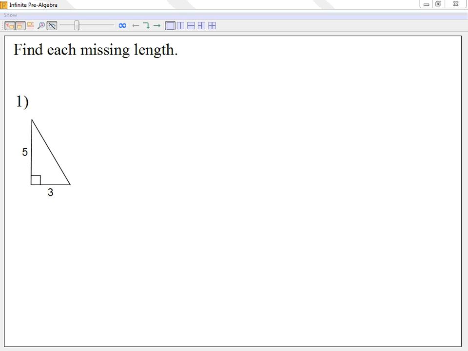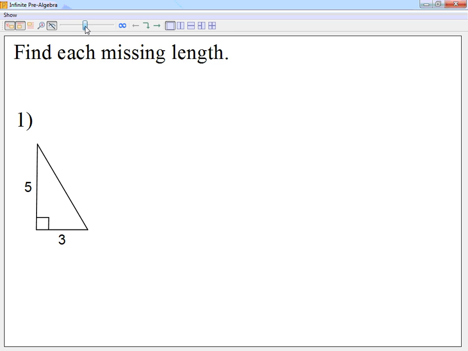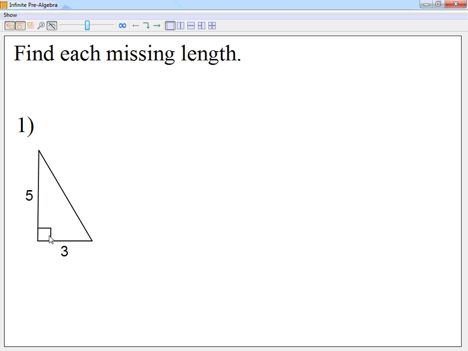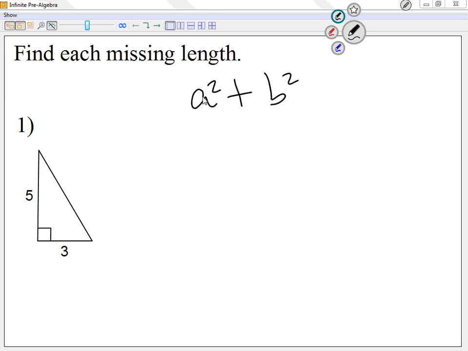So guys, last week we talked about angles on a triangle, but now we're going to talk about the sides. Every time we have a right triangle, meaning a triangle where one of my angles is 90 degrees, represented by the box, we can use the Pythagorean theorem. The Pythagorean theorem is a squared plus b squared is equal to c squared.